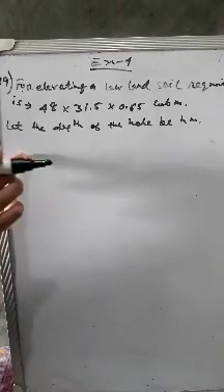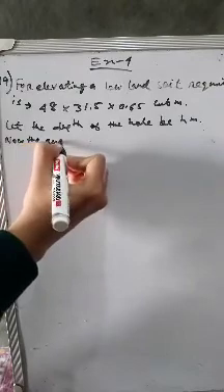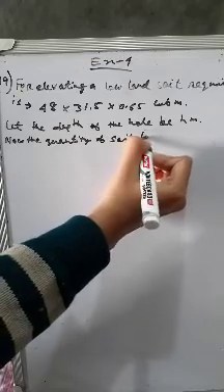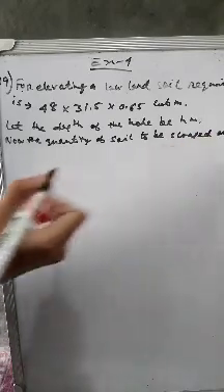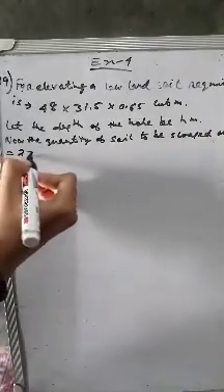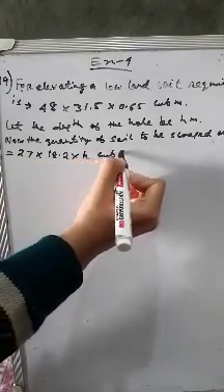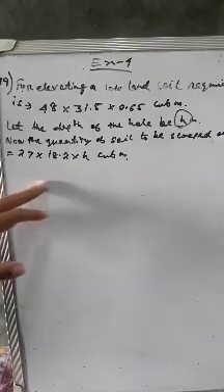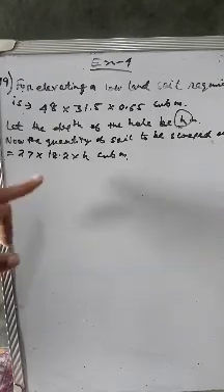So I'm writing here: now the quantity of soil to be scooped out is the volume, that is 27 into 18.2 into h cubic meter. See, h is the height I've written, isn't it? So this is the volume of the soil to be scooped out, that is the quantity of the soil to be scooped out, the volume only.